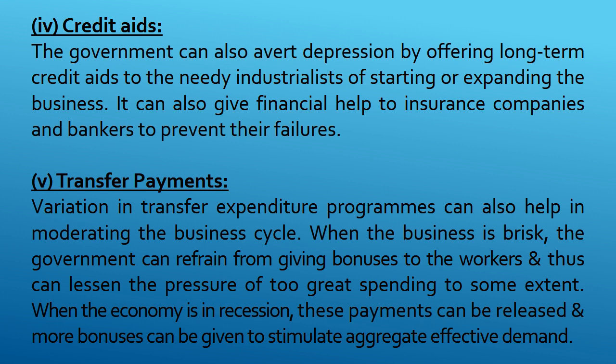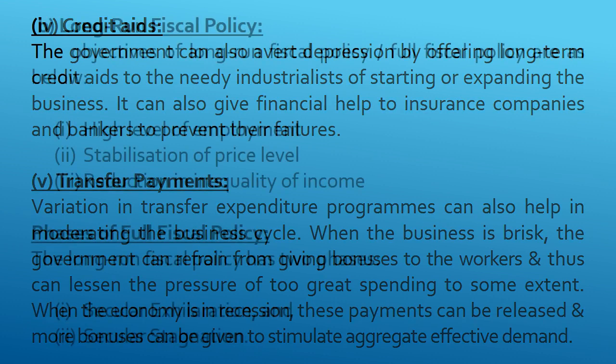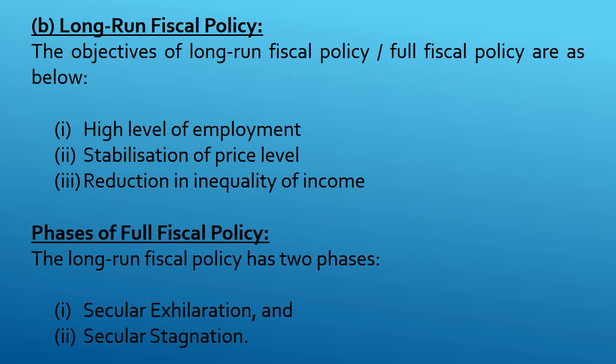5. Transfer payments. Variation in transfer expenditure programs can also help in moderating the business cycle. When the business is brisk, the government can refrain from giving bonuses to the workers and thus can lessen the pressure of too great spending to some extent. When the economy is in recession, these payments can be released and more bonuses can be given to stimulate aggregate effective demand.